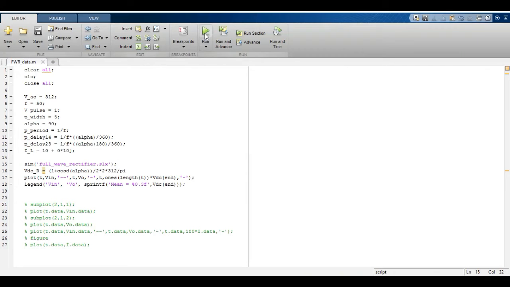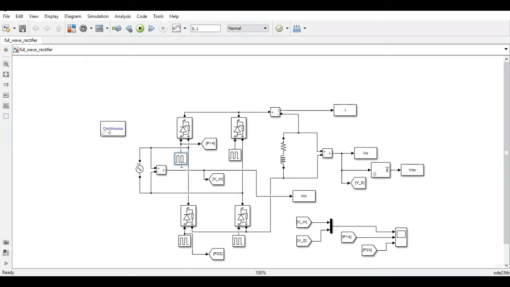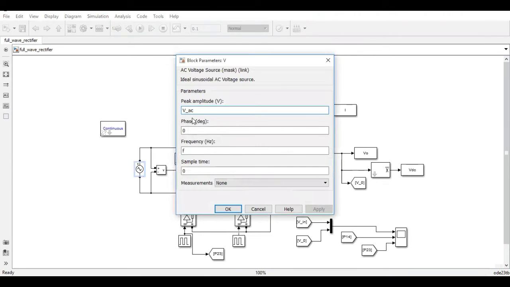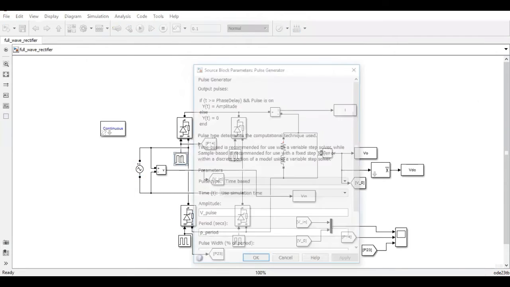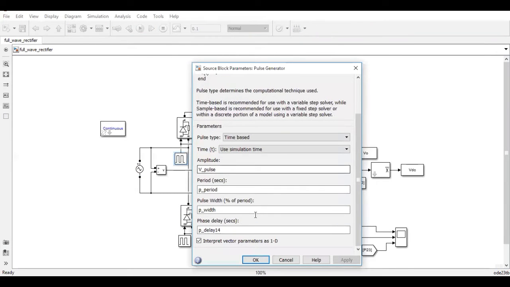So let's run this file. All of these variables are specified over here, and these variables are used directly in this simulation. So this is VAC and this is the frequency. Similarly, these pulse generators are also using these variables.